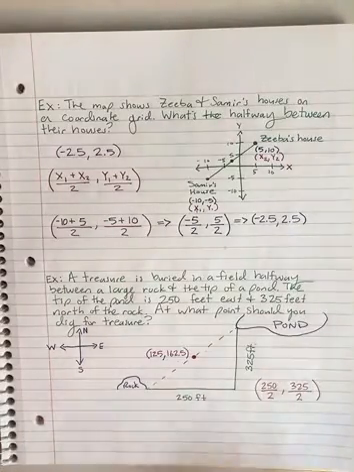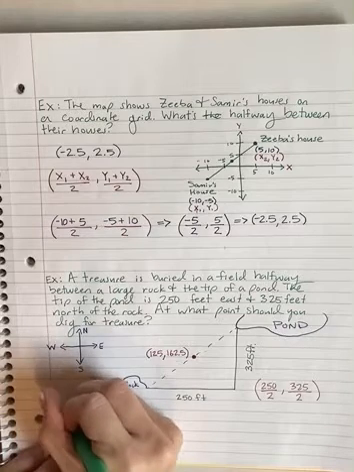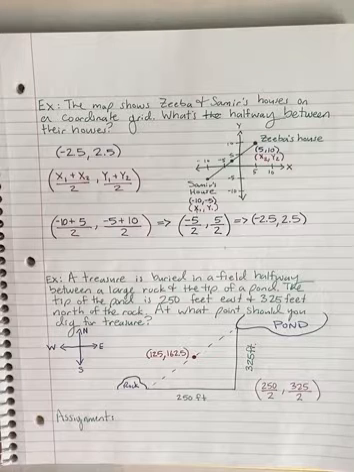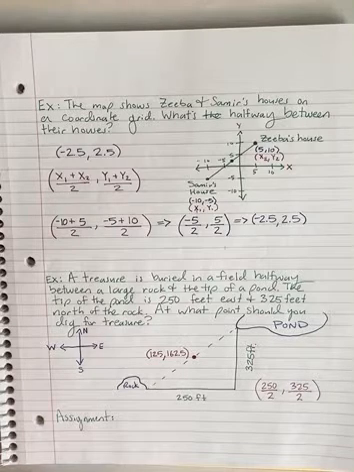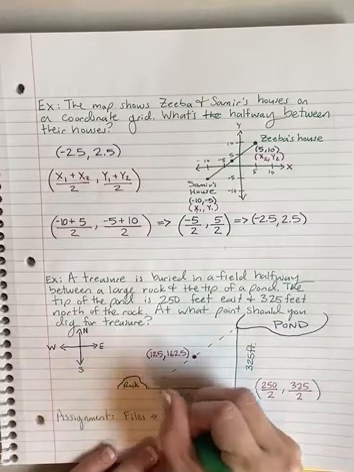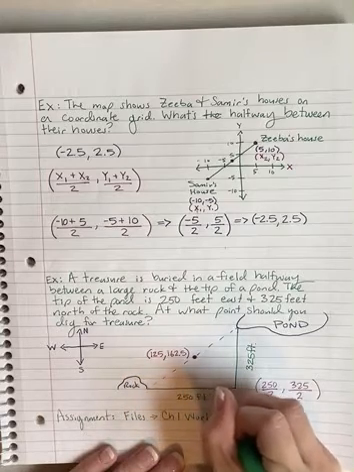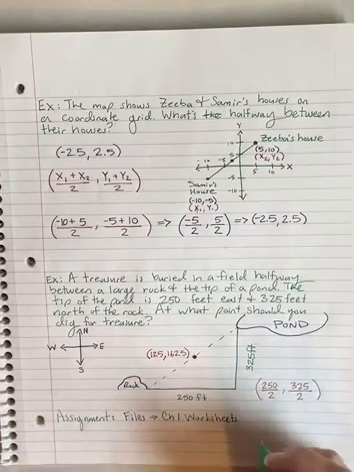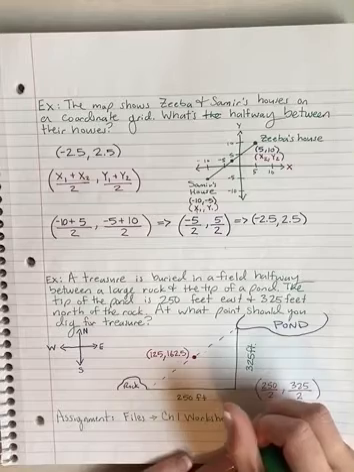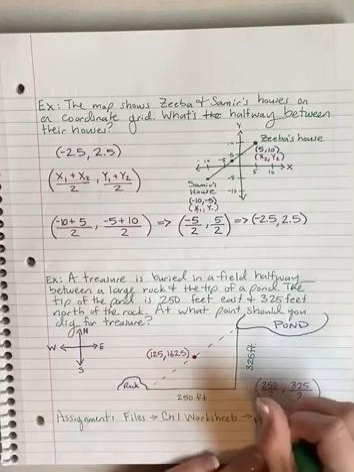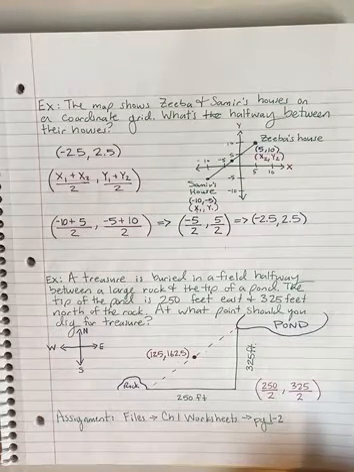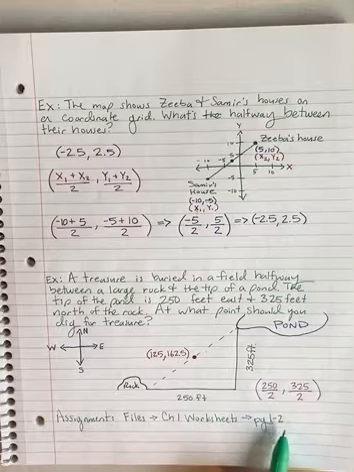Now let's talk about your assignment. You will go into Teams under Files, and you will click on Chapter 1 Worksheets. So Files, Chapter 1 worksheets, and you will do page 1 and 2. In the Chapter 1 worksheets, there's going to be all the worksheets for Chapter 1. It's a PDF. You will do page 1 and 2.